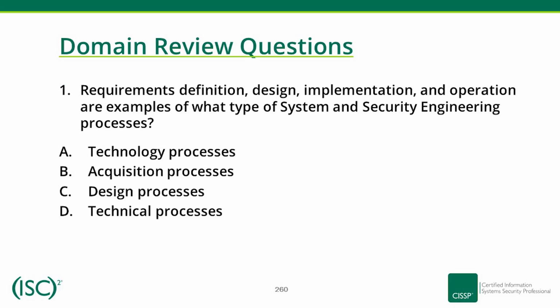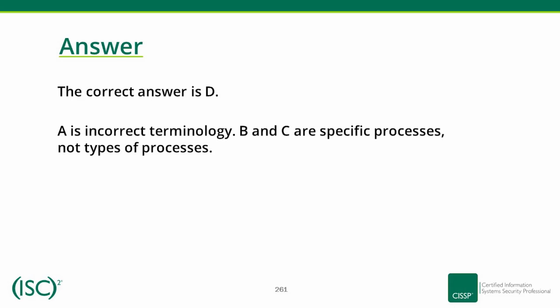Domain review questions. 1. Requirements definition, design, implementation, and operation are examples of what type of system and security engineering processes? A. Technology processes. B. Acquisition processes. C. Design processes. D. Technical processes. The correct answer is D. A is incorrect terminology. B and C are specific processes, not types of processes.